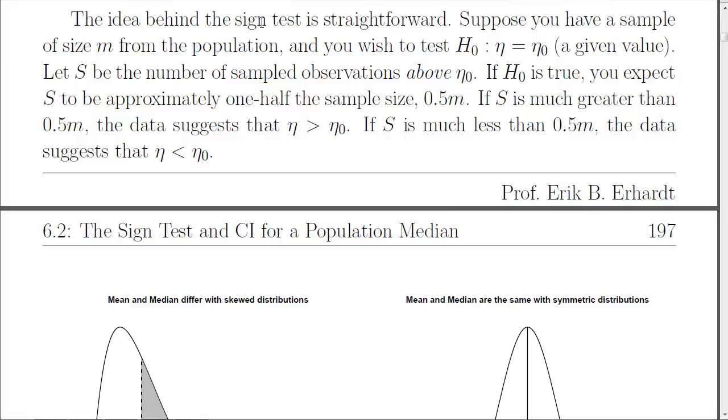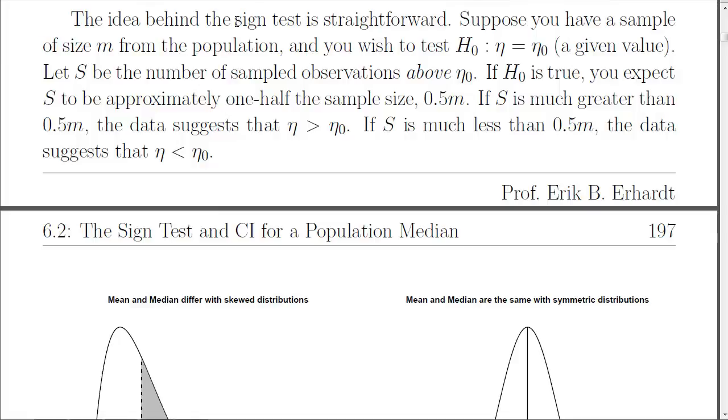So the idea behind the sign test is straightforward. Suppose you have a sample of size n, that's the sample size drawn from the population. We're going to test, and here's a new Greek letter for us. It looks like a letter N, but it's the Greek letter eta, E-T-A. Eta is going to stand for the median. So we're going to ask whether the population median is equal to a specific hypothesized value. And this is the sign test.